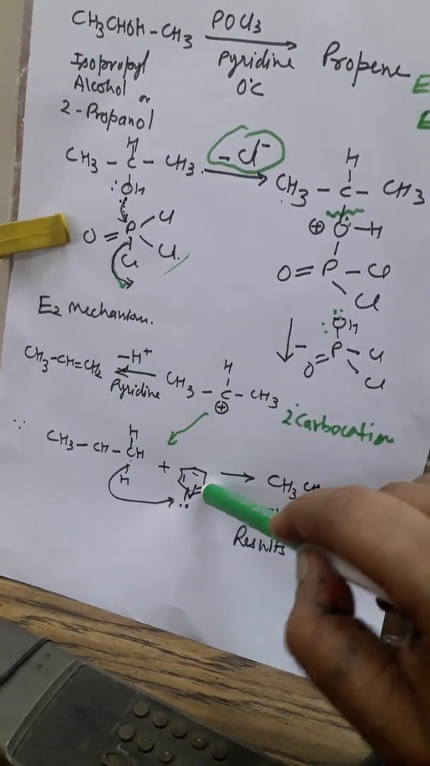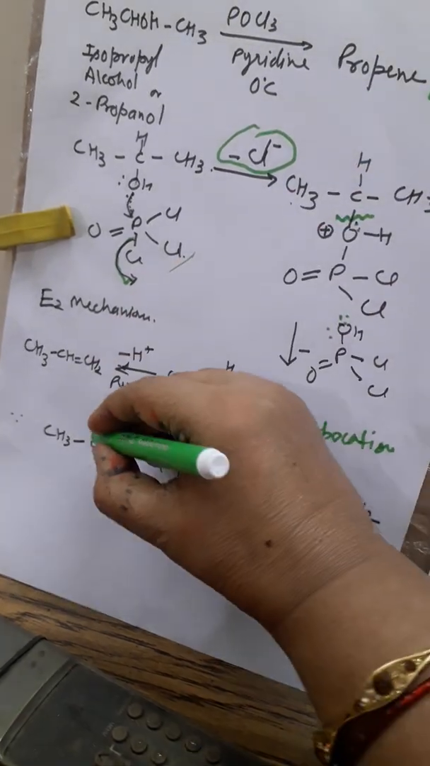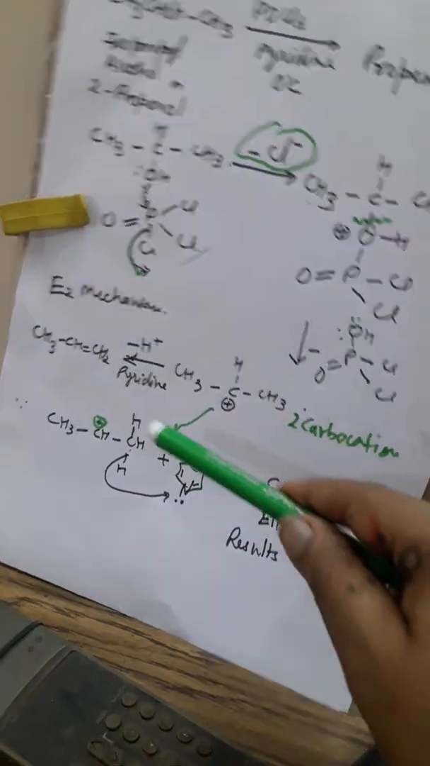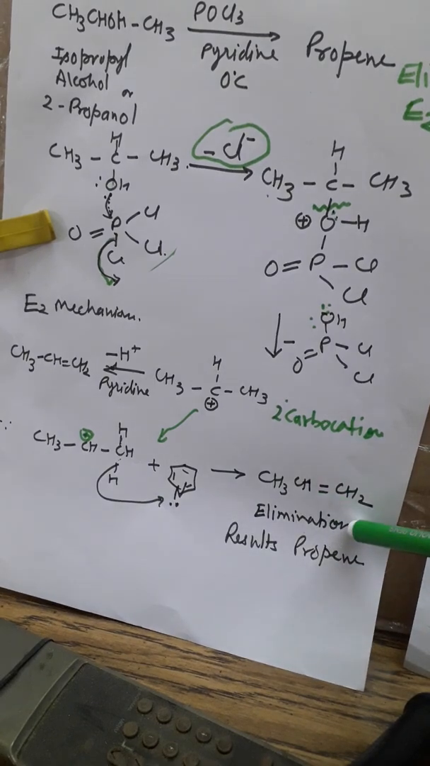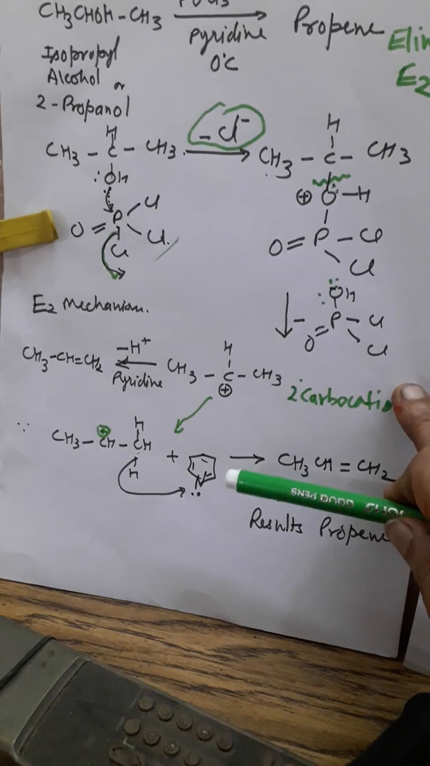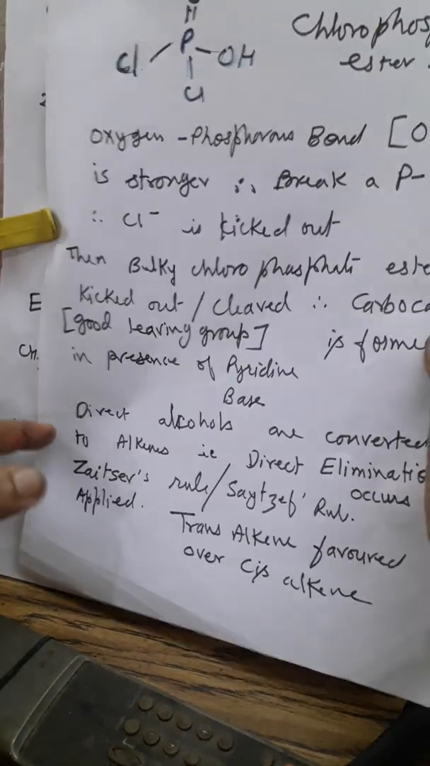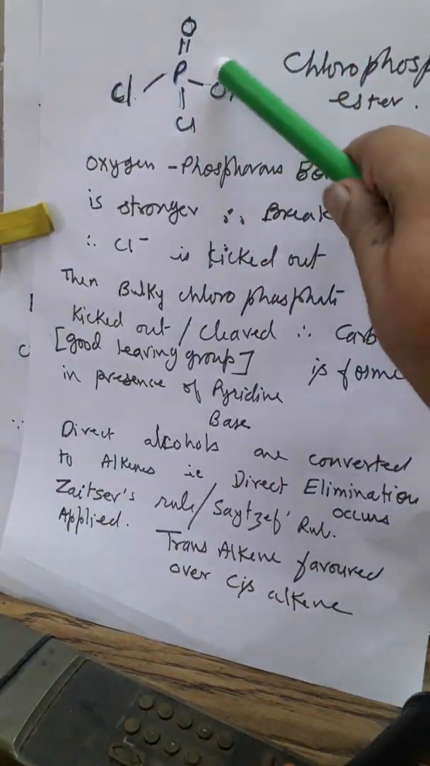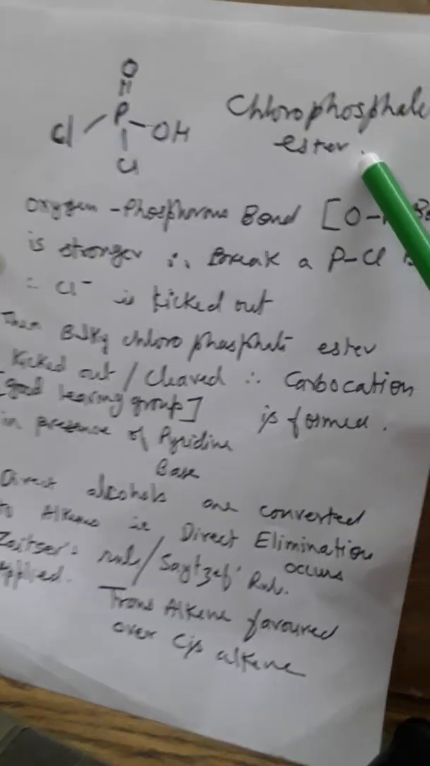Here I have written how. You see here I have made this CH3, here one positive charge I have to show. So this is a carbocation, the alpha hydrogen can be grabbed by the pyridine and we will get propene. Okay, so elimination occurs, result propene. So this is E2 elimination. Clear to you? Now here I will show you what this is. See why it is going to happen, why we are using POCl3. See, this chlorophosphate ester will get formed.